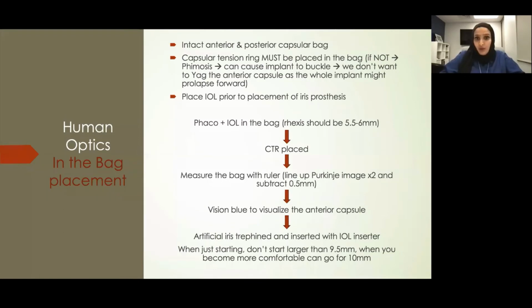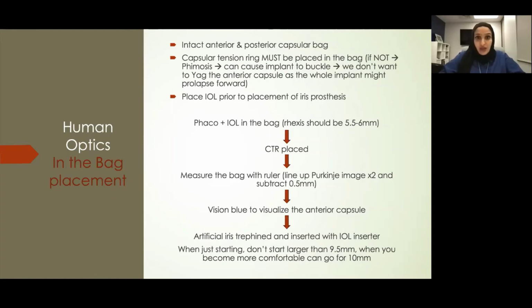So the basic technique is going into phaco, IOL in the bag, make sure that the rhexis is 5.5 to 6 millimeters, and then place the CTR, and then measure the bag with a special ruler, getting the exact measurement by lining up the Purkinje images. The number that we get, we multiply by 2 and subtract 0.5 to get the exact trephination that we're going to use. We have to use VisionBlue just to visualize the anterior capsule, as we lose the red reflex when we put these devices. Artificial iris is then inserted within the bag.